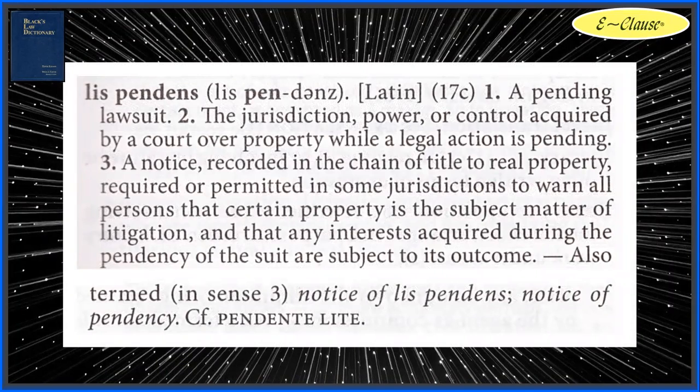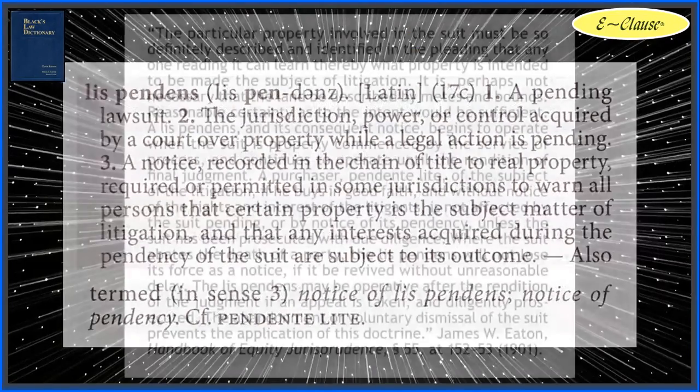So in lis pendens, this is a pending lawsuit, as I just got done saying. The jurisdiction, power, or control acquired by a court over a party while a legal action is pending. That's why I said this office's jurisdiction is under 28 USC 1443, right? That is an acquired power. A notice recorded in the chain of title to real property. Again, we're not talking about a real property transaction here. So this is your definition right out of the law dictionary of what your notice in lis pendens actually means.